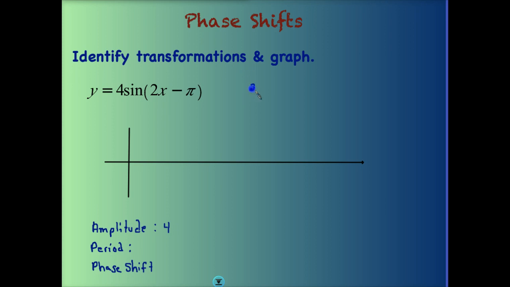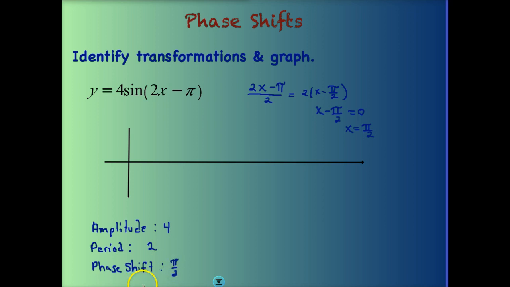So we need to take 2x minus pi, and we need to factor out this coefficient, factor out the 2. When we do that, we're left with 2 times x minus pi over 2. Now we can clearly see that the period is 2. And by doing this, this also gives us our phase shift. In order to determine the horizontal shift or the phase shift, we take this expression in the parentheses, set it equal to 0, and solve for x. So our phase shift is pi over 2.